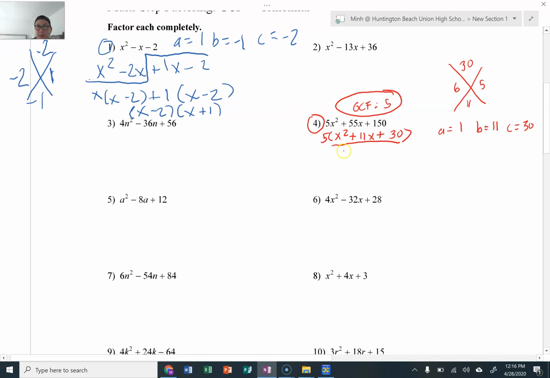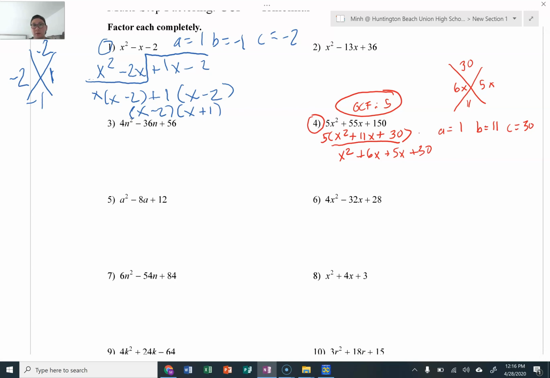So I'm going to do x squared. I'm going to split up my terms. Now that 11 doesn't exist anymore. It actually becomes my 6x and then my 5x, so that'll be plus 6x plus 5x, and then that's going to be plus 30. Again, that GCF of 5 will come back to play at the very end.